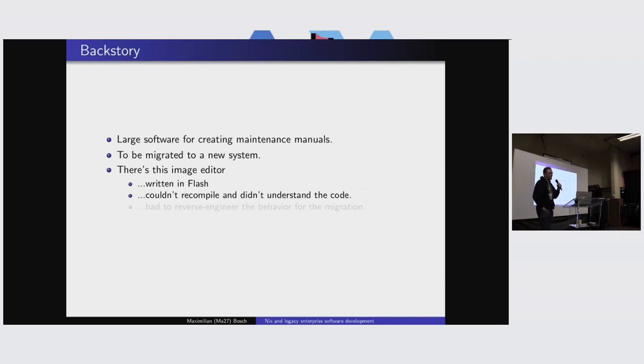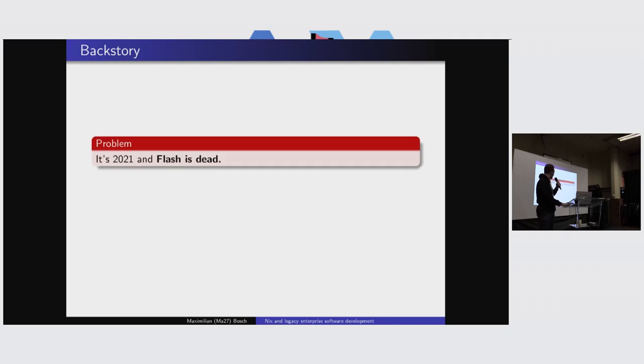And we didn't manage to recompile the code, and we also had no idea what it was actually doing because none of us had experience with Flash. But we had to reverse engineer this mess because we had to migrate the images and the changes of the images to the new system to make sure that these images are still editable in the new system. So the idea was basically to throw a bunch of test images against an editor and see what happens, to better understand it for the migration.